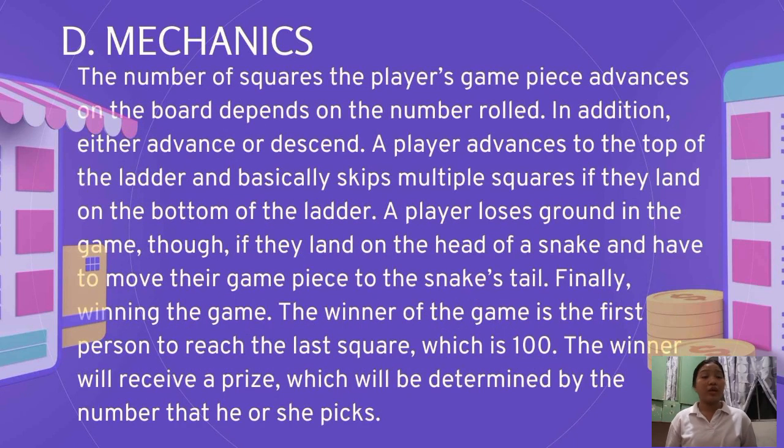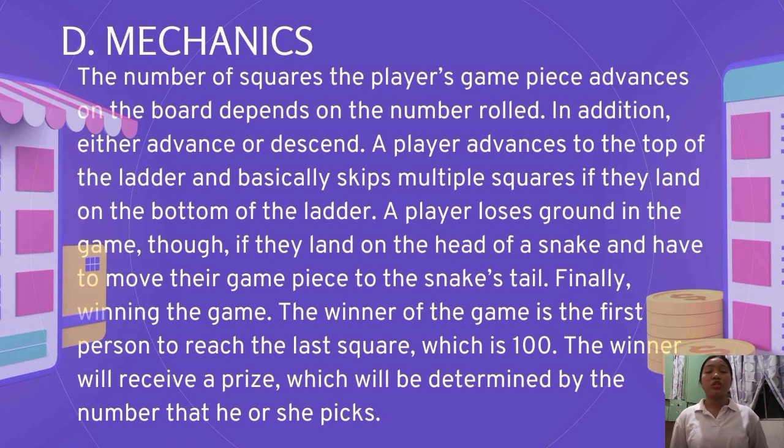The number of squares the player's game piece advances on the board depends on the number rolled. A player advances to the top of the board and basically skips multiple squares if they land on the bottom of the board. A player loses ground in the game, though, if they land on the head of a mishap and have to move their game piece to the bottom of a mishap.